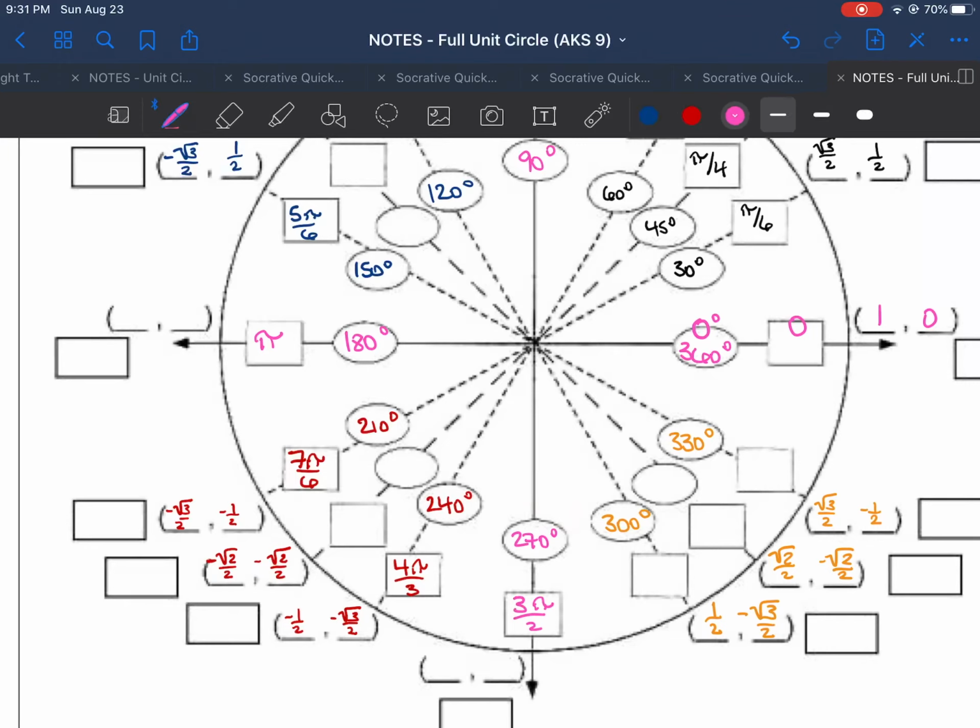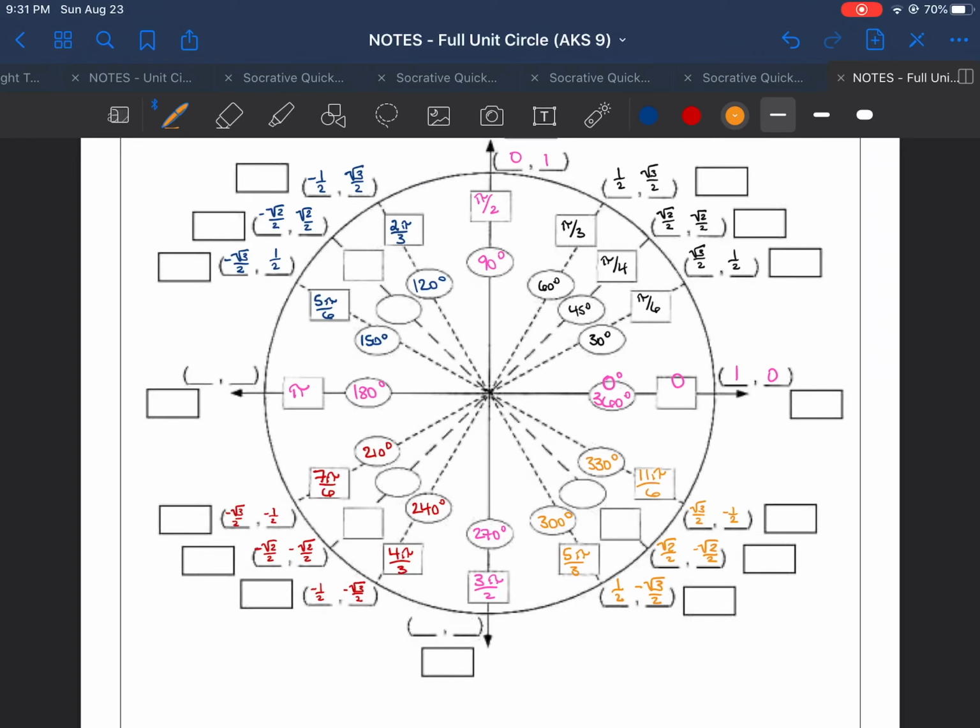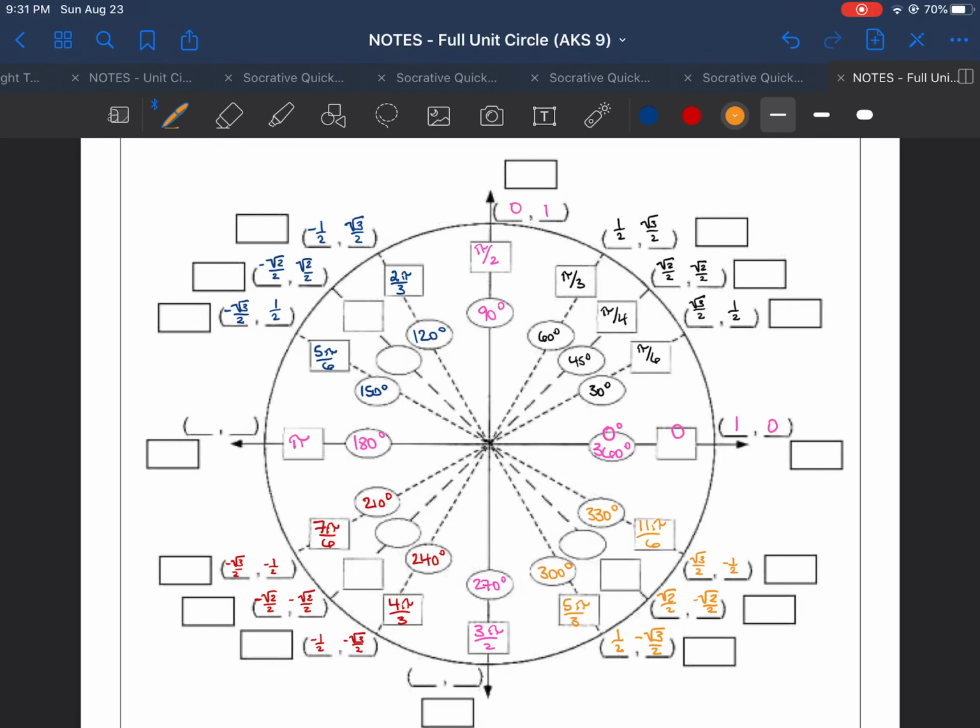3 pi over 2. Okay, then we'd get 10 pi over 6 at 300 degrees, but 10 pi over 6, that's going to reduce to 5 pi over 3. And then lastly, 330 degrees, that would be 11 pi over 6 for the radians, which is not going to reduce, so we'll lock that in, 11 pi over 6. So once more, every 30 degrees was 1 pi over 6. So every time we went an extra 30 degrees, we just increased it by 1 pi over 6.